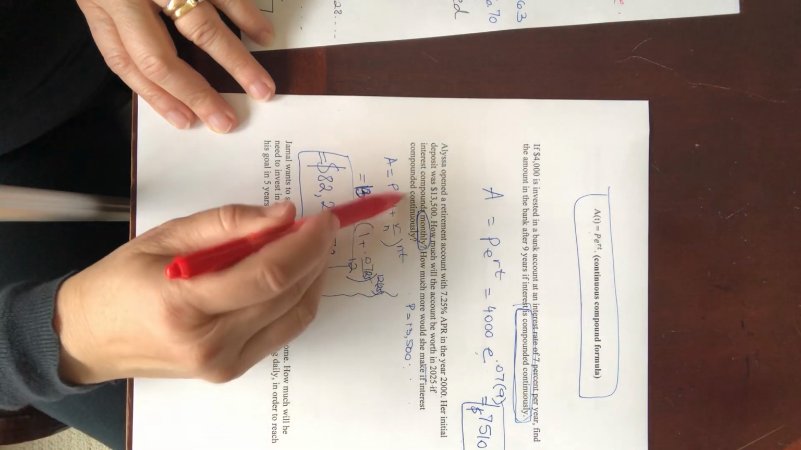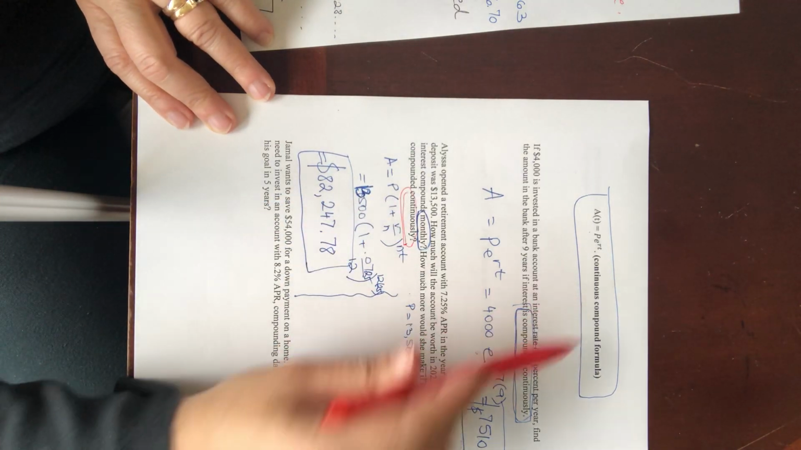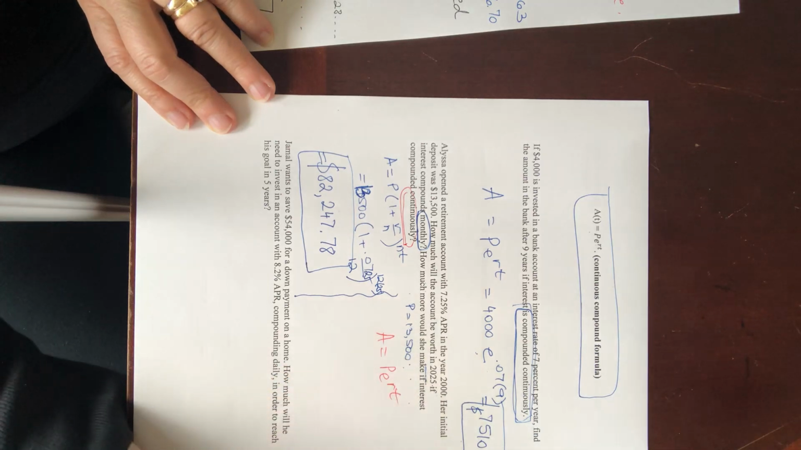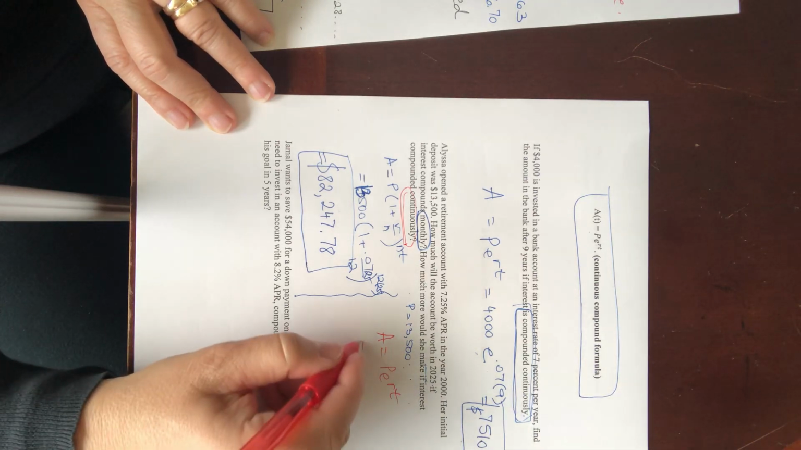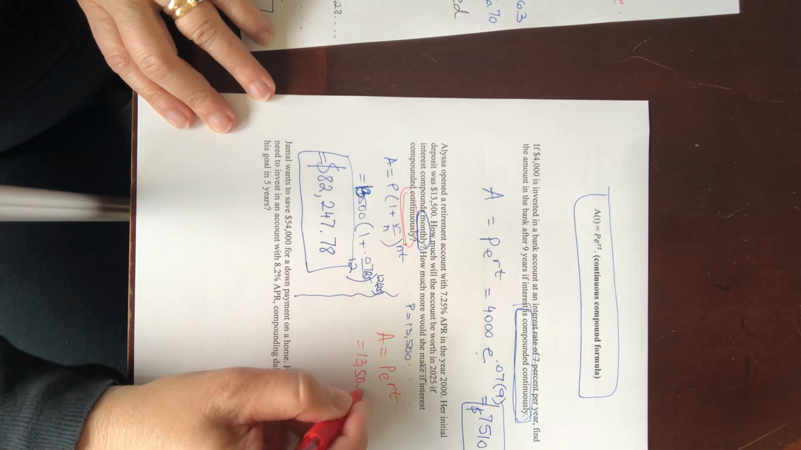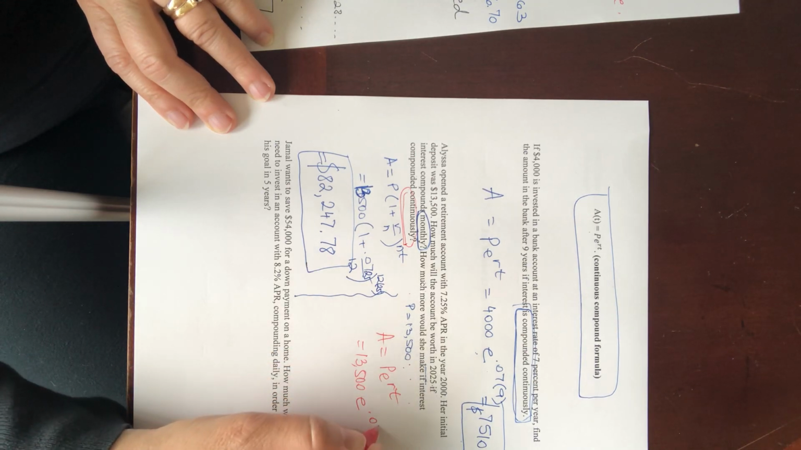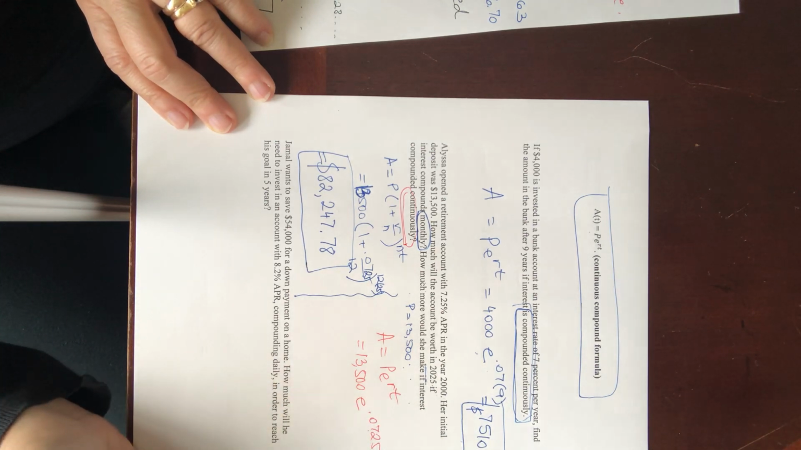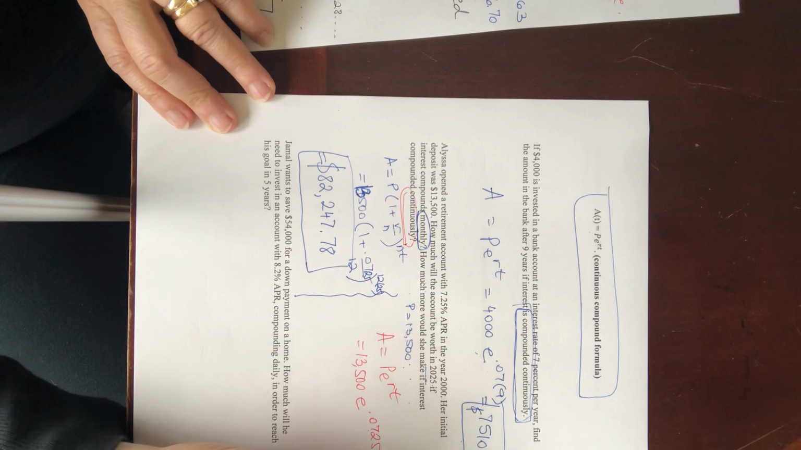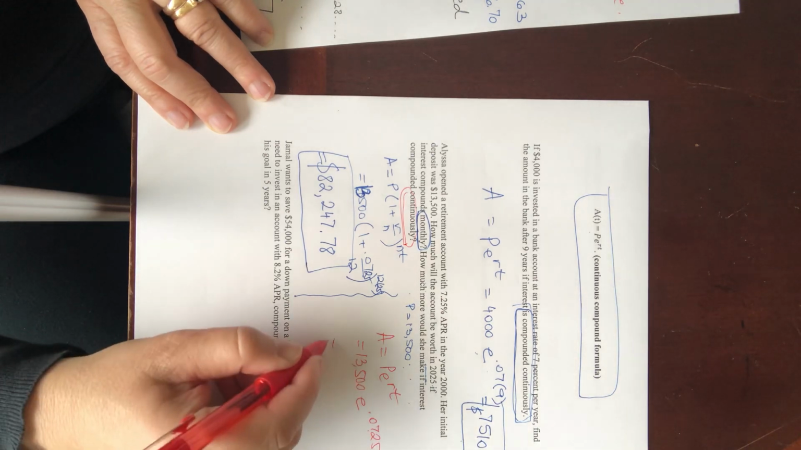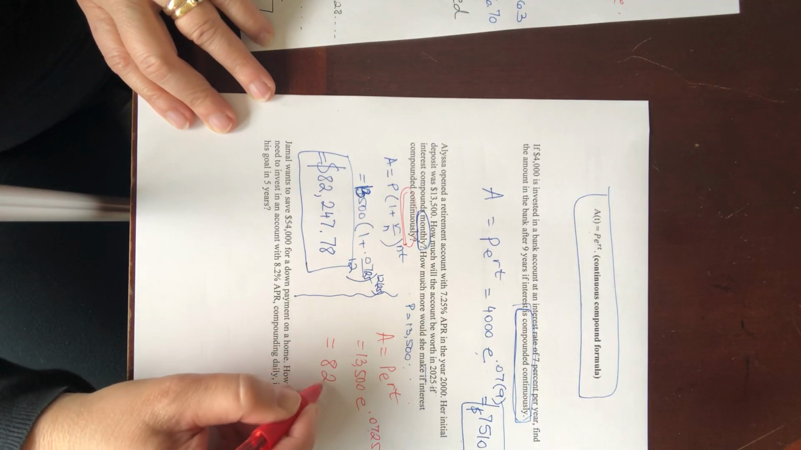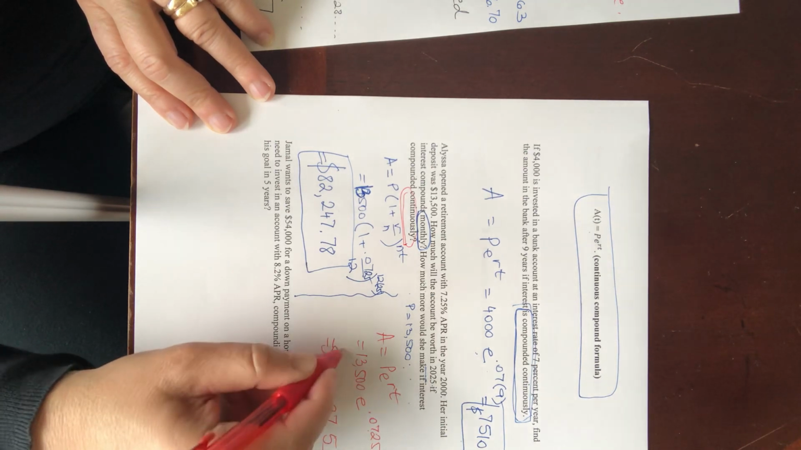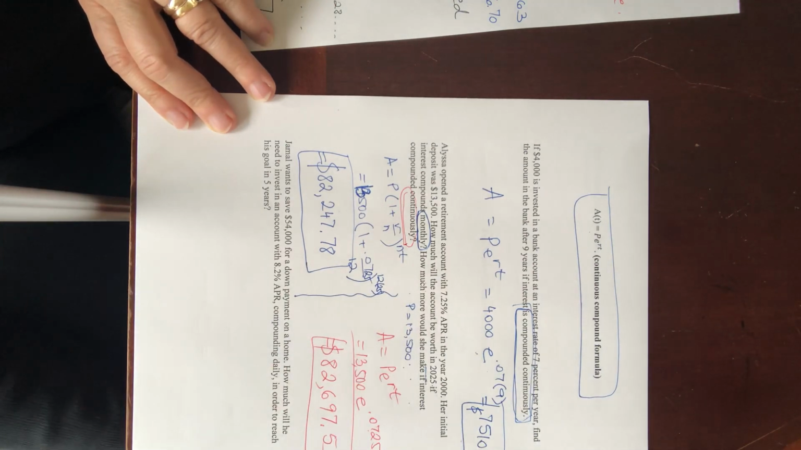What does continuously mean? Continuously means the continuous compound formula. So we have to use the PERT formula every time we hear the words continuous compound. So we start with 13,500 e to the 0.0725. I turned the 7.25% into a number I can use. And then the time is still 25 years, so put that in your calculator and you end up with $82,697.53. So definitely a little bit more, okay?